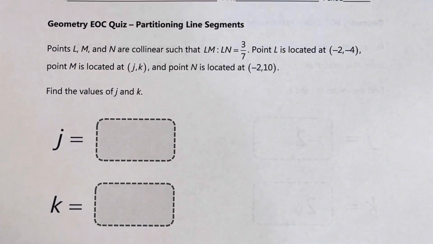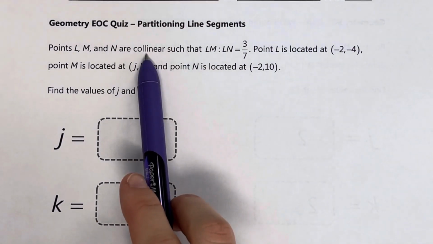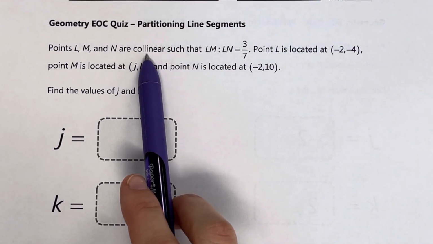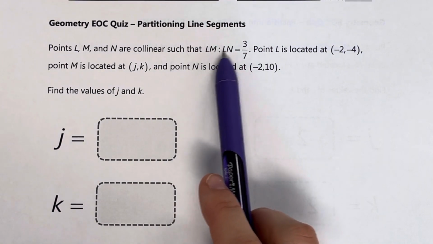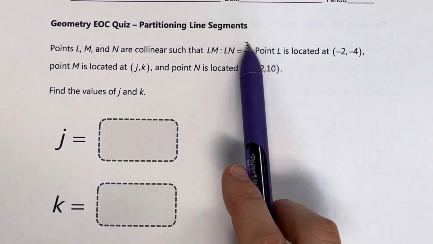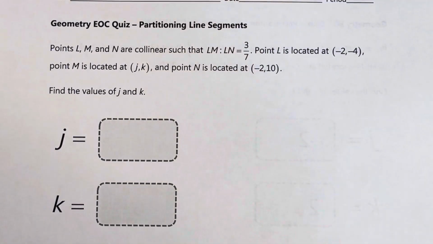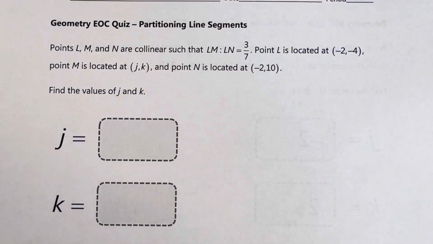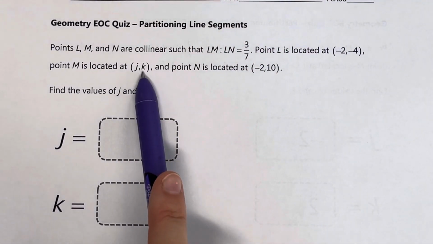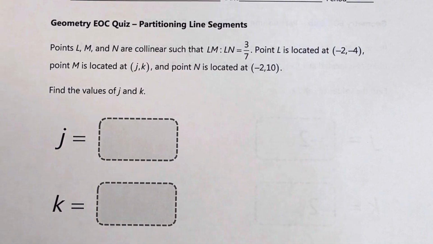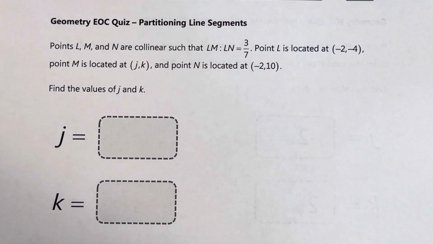Okay, this video is going to be about partitioning line segments. So points L, M, and N are collinear, which means on the same line, such that LM to LN has a fraction of 3 to 7. Point L is located at -2, -4. Point M is located at J, K, which is like your X and Y values. And point N is located at -2, 10. Find the values of J and K.